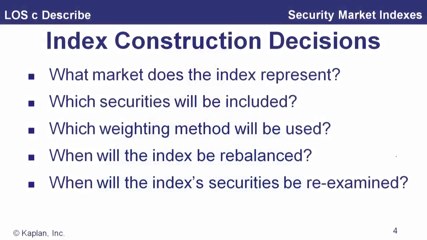So when we decide we need to construct an index, what sort of decisions do we need to make? Well, what market does the index represent? Which securities will be included? Those are called the constituent securities here. Which weighting method will we use? And when and if the index needs to be rebalanced? And over time, when will the index's securities be re-examined? For indexes over time, sometimes securities are taken out of that index for various reasons and replaced with other constituent securities.